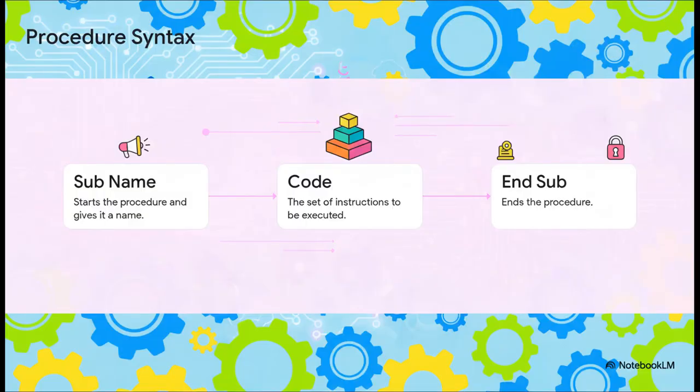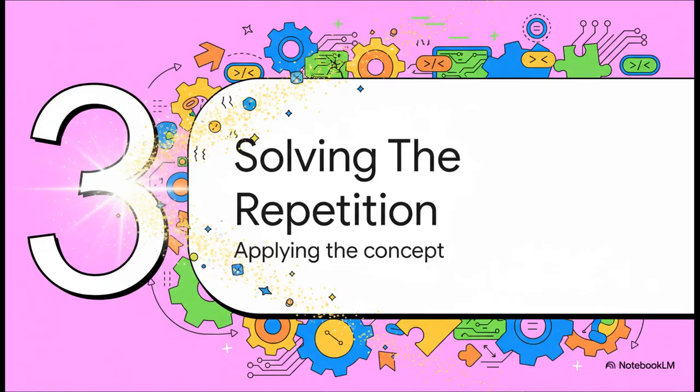And the way you build one is super straightforward. You just start with the word sub, you give your procedure a unique name that makes sense, you put all the code you want to reuse inside of it, and then you close it off with end sub. That's literally it. You've just packaged up your instructions, ready to go. Okay, so that's the theory. But how does this actually fix our messy button problem? Let's apply this right now and watch what happens.